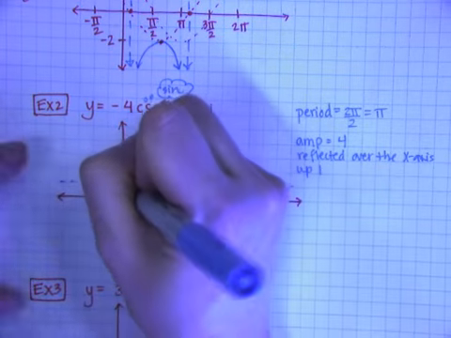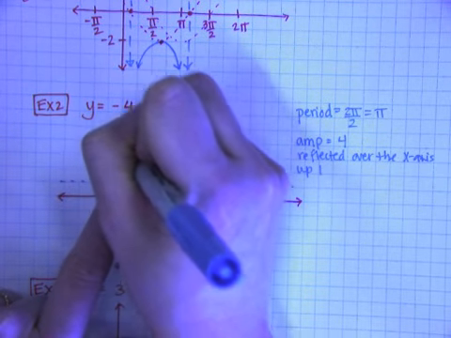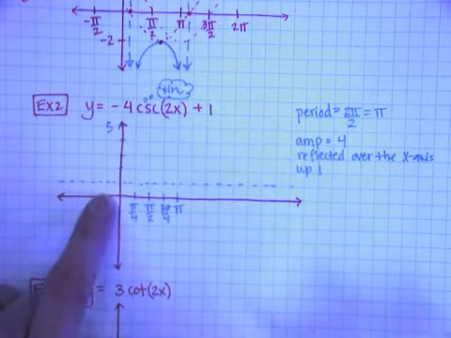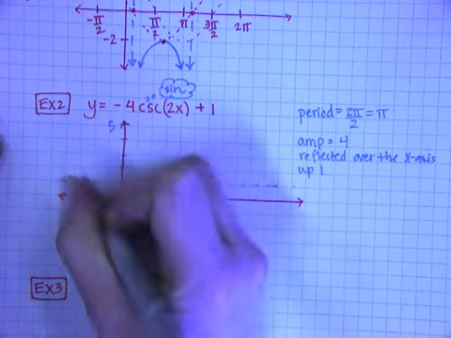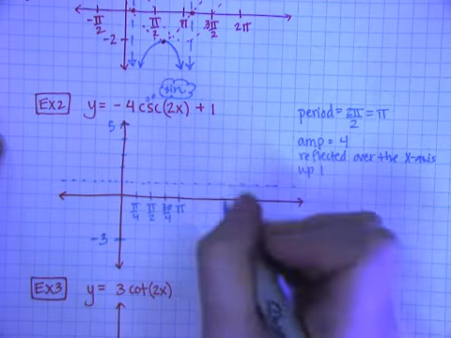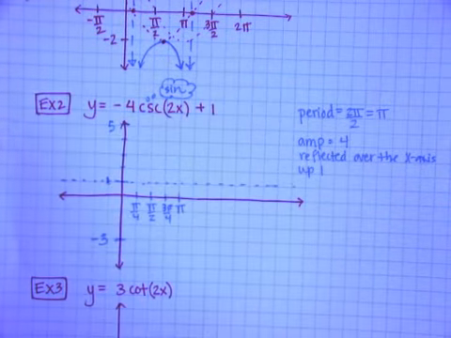My amplitude is 4, so above the midline I know I'm going up 1, 2, 3, 4. That puts me at 5. And 4 below the midline, 1, 2, 3, 4, that's going to put me at -3, since my midline is sitting at 1.